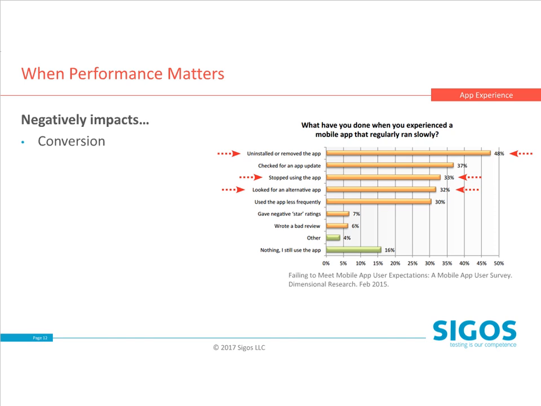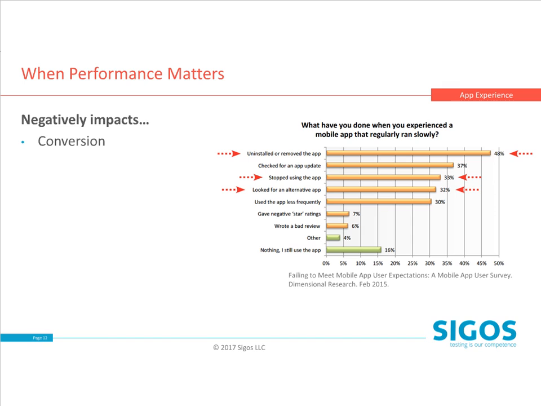So anytime the performance of your app negatively affects your business outcomes, that's when it matters. We saw on the last slide, performance matters when it negatively impacts conversions. Other metrics that can negatively impact that you might be concerned about: number of downloads, adoption rates, right?